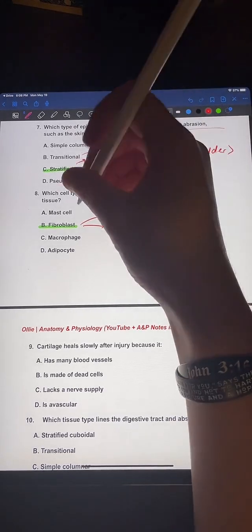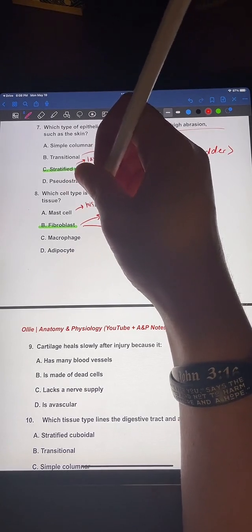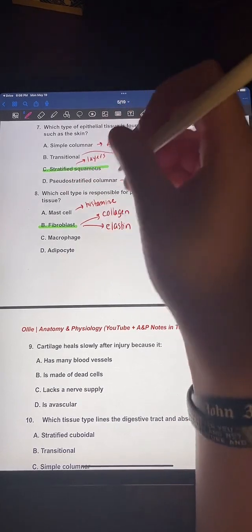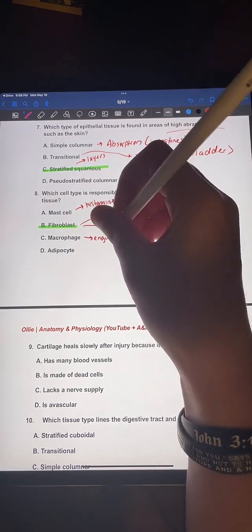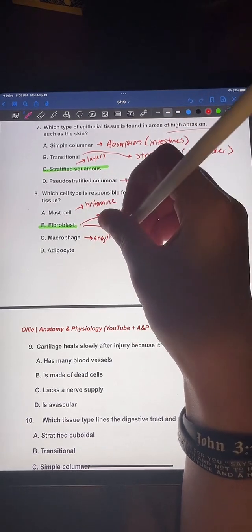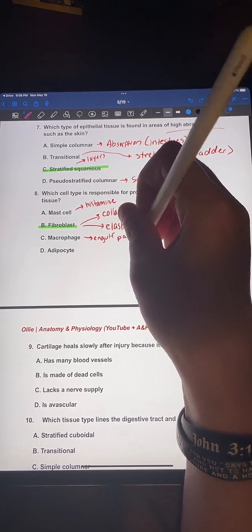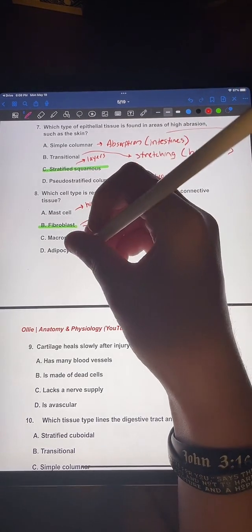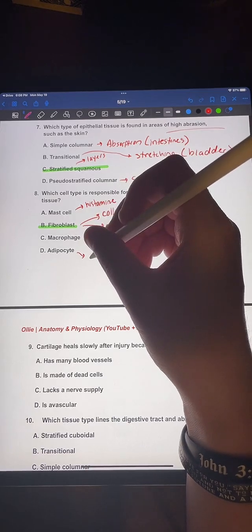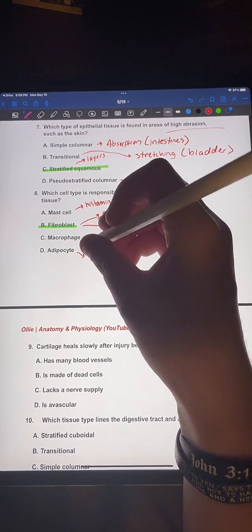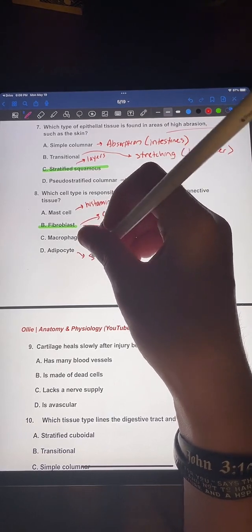Mast cells release histamine. Macrophages engulf pathogens like bacteria. Adipocytes are, if we talked about adipose tissue storing fat, an adipose cell. So a fat cell. So this stores fat.